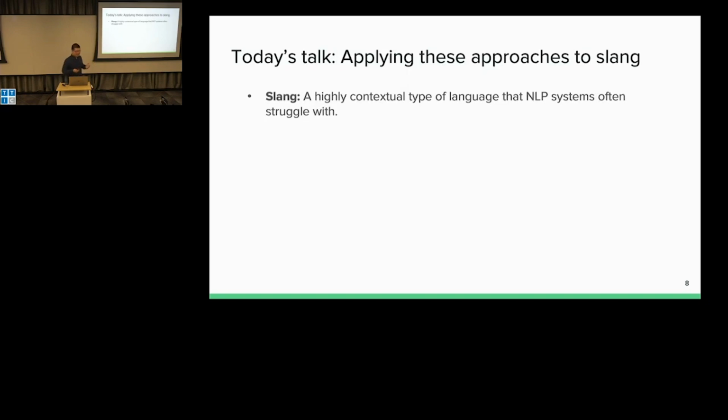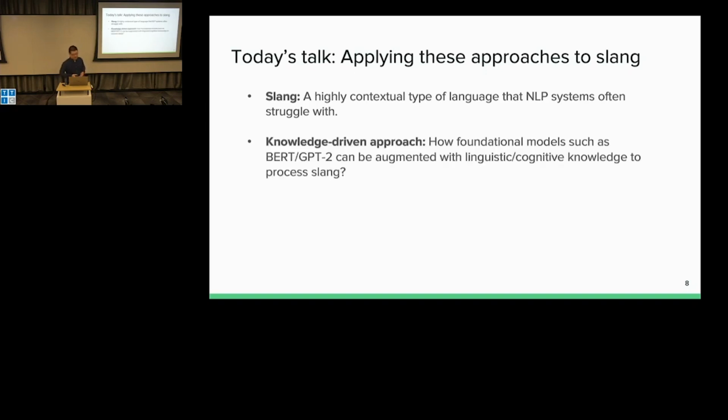And so for today's talk, I'll talk about how we can apply both of these approaches to make NLP systems more robust to slang, which is a highly contextual type of language that NLP systems also often struggle with. And on the knowledge-driven front, I'll show you how basic models, as of today at least, such as BERT and GPT-2, can be augmented with linguistic and cognitive knowledge to process slang. And specifically, I'll tell you how we can build a computational model of slang sense generation and how we can apply it to interpretation of novel slang that you have never seen in the data.